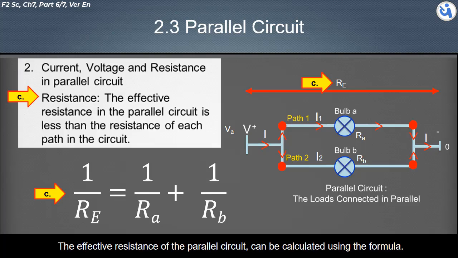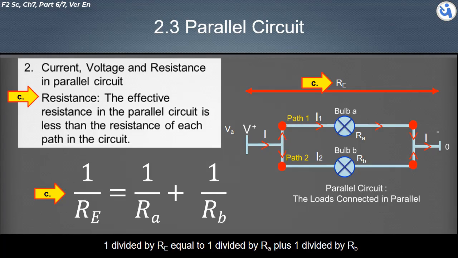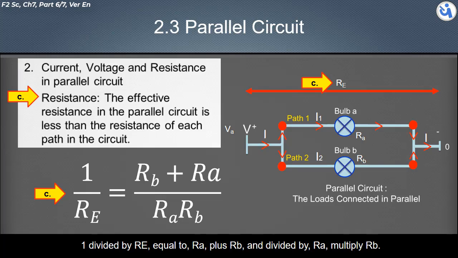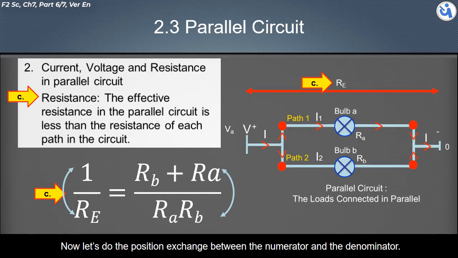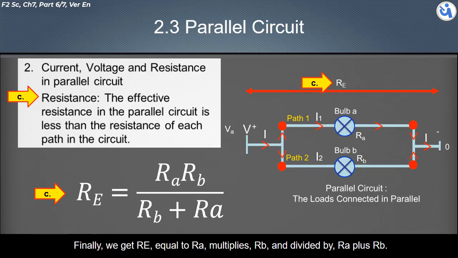The effective resistance of the parallel circuit can be calculated using the formula 1 divided by Re equals 1 divided by Ra plus 1 divided by Rb. So, 1 divided by Re equals (Ra plus Rb) divided by (Ra multiplied by Rb). Now, let's do the position exchange between the numerator and the denominator. Finally, we get Re equals Ra multiplied by Rb, divided by Ra plus Rb.